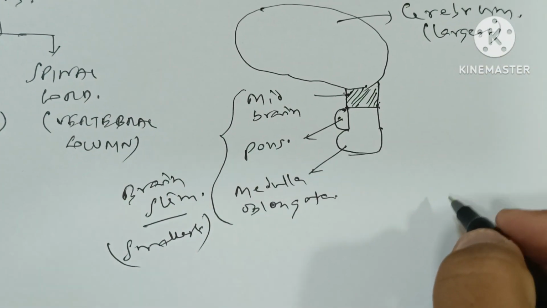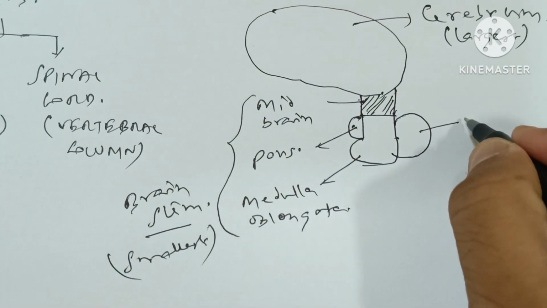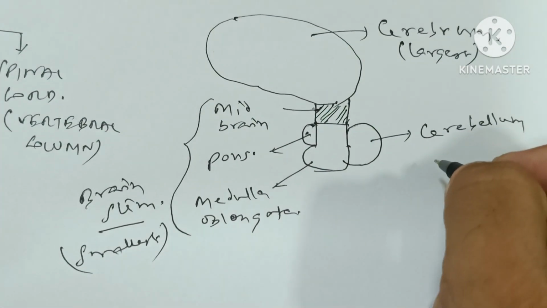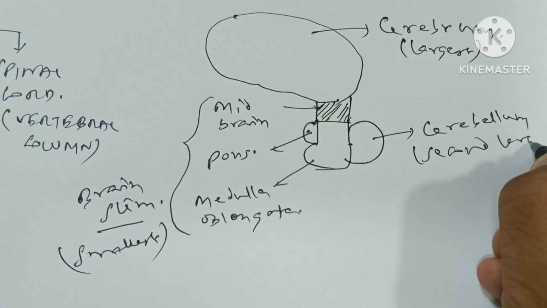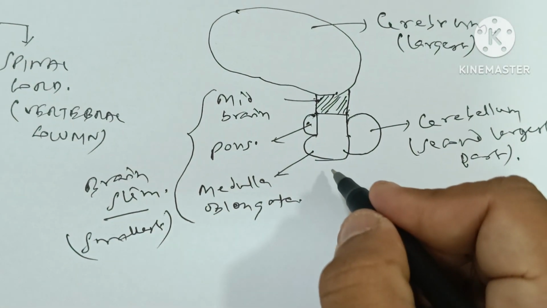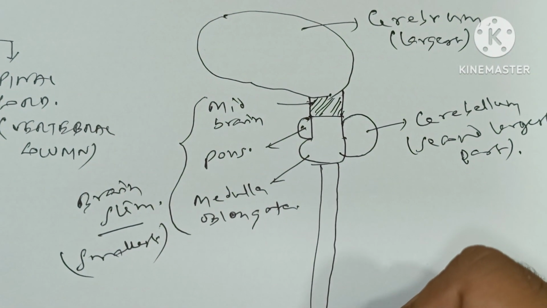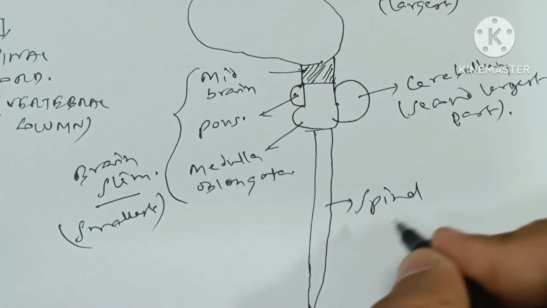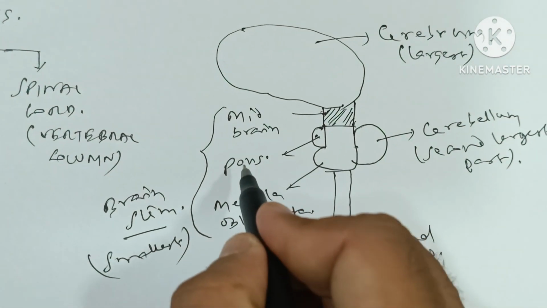Now, what is the second largest part? There is another part called the cerebellum. This cerebellum is the second largest part of the brain. Now here comes the spinal cord. The spinal cord is not a part of the brain. The brain is up to this.